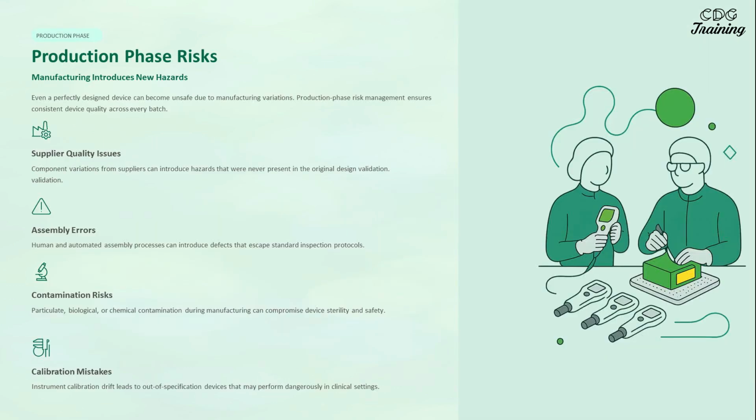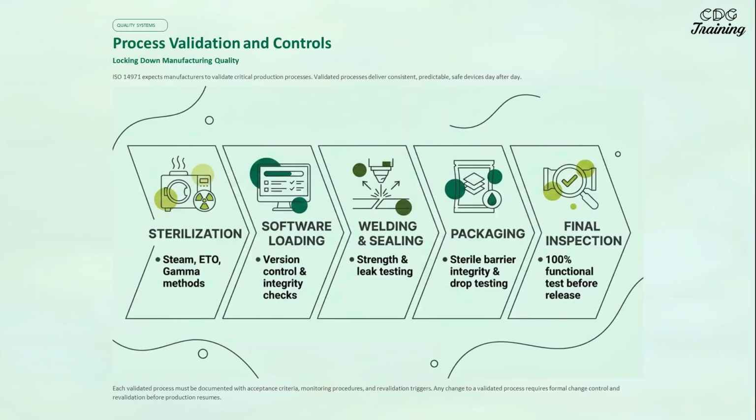Manufacturing introduces new hazards such as supplier quality issues, assembly errors, contamination risks, and calibration mistakes. Each phase requires careful risk management to maintain device safety. ISO 14971-2019 mandates robust validation processes to ensure consistent quality. This includes sterilization, software loading, welding, packaging, and final inspection to prevent defects and ensure safety.